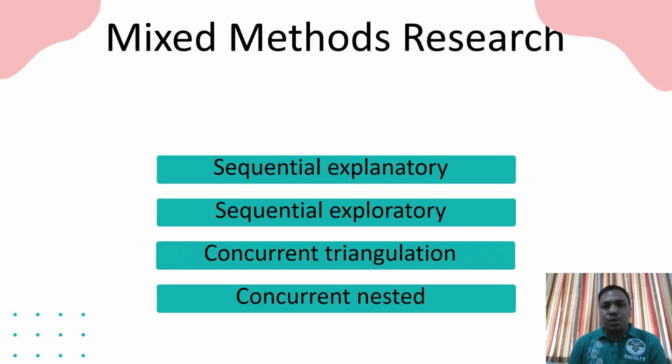Next, mixed method research combines both quantitative and qualitative approaches in a single study to provide a more comprehensive understanding of a research problem. There are four main types of mixed method design. One is the sequential explanatory design. This design begins with quantitative data collection and analysis, followed by qualitative data to explain or elaborate on the quantitative results. It helps clarify unexpected findings and provides deeper insight into numerical outcomes.